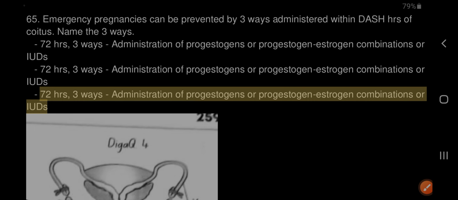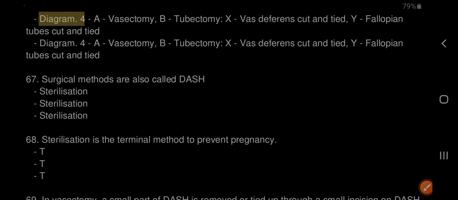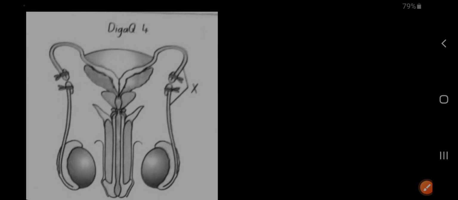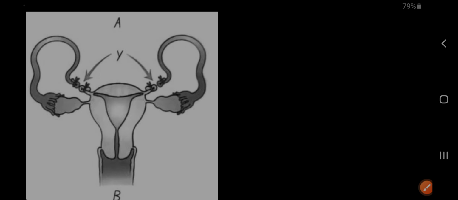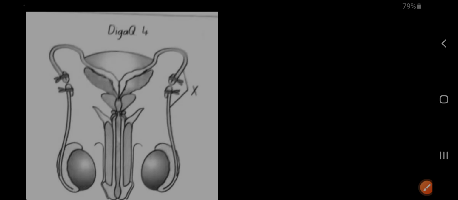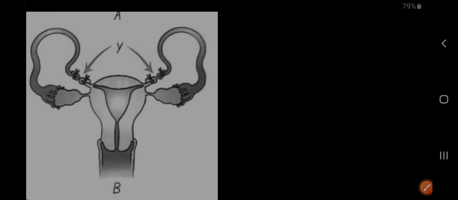66. Identify the sterilization procedures shown in the diagram as A and B, and label X and Y. A. Vasectomy. B. Tubectomy. X. Vas deferens cut and tied. Y. Fallopian tubes cut and tied.